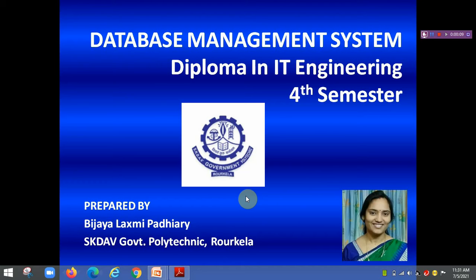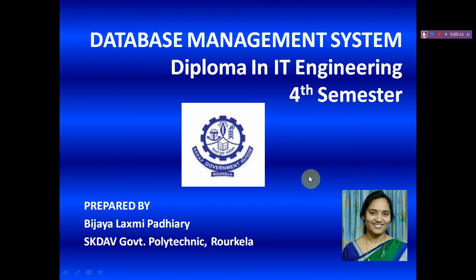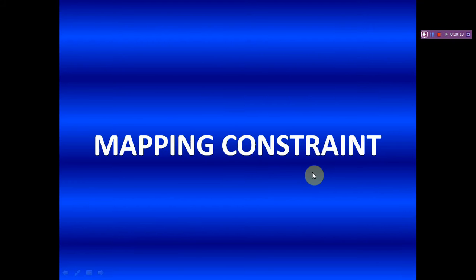So today we will discuss the concept of mapping constraints. In the previous class we completed the concept of the ER model. What is the ER model and the components of the ER model? In the components of the ER model we discussed entities, attributes and relationship.